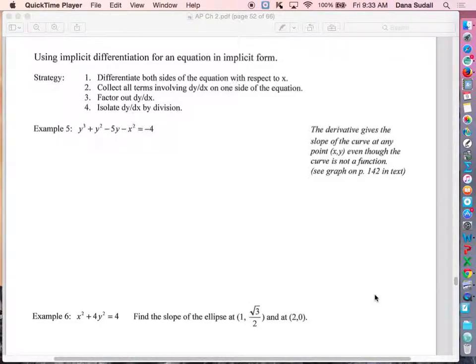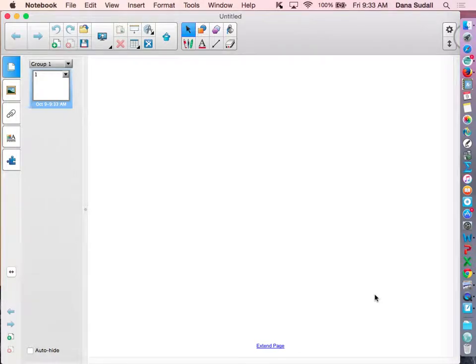So we're looking for implicit differentiation for an equation that's in implicit form. So our strategy is that we're going to first differentiate both sides of the equation with respect to x. So take the derivative of both sides of the equation. We're going to get all of the terms that have dy over dx together on one side. And we're going to put all the other terms on the other side. We can factor out the dy over dx, and then finally solve for dy over dx. It sounds like a lot of steps. So we'll start with taking the derivative.